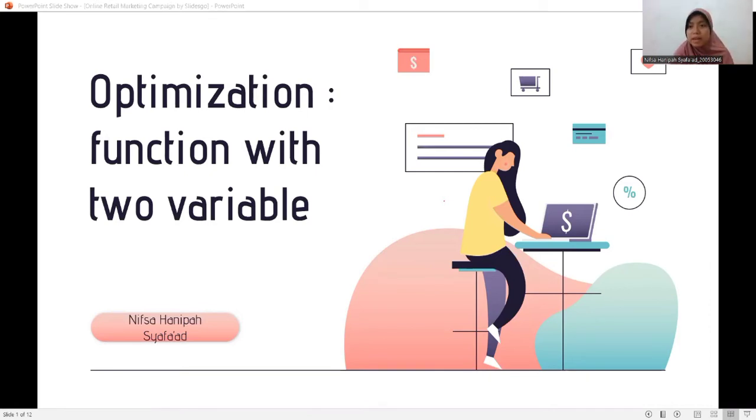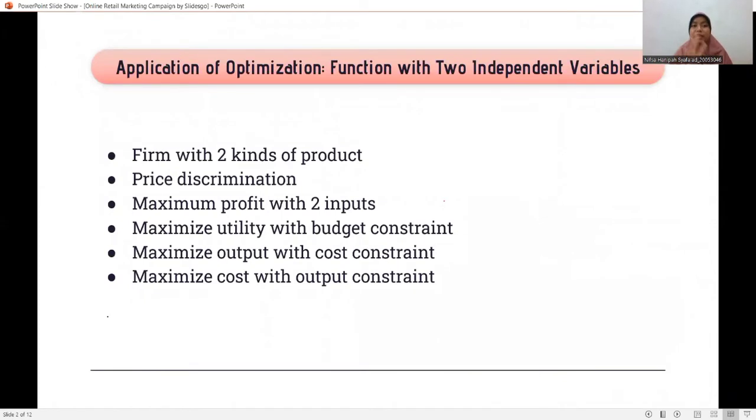Let me introduce myself. My name is Nifsa Hanifa Syafaat from the Faculty of Economics, majoring in Economic Education, International Class Program. My student number is 205304 and 6. In this opportunity, I want to present my 7th assignment, Mathematical Economics, on the material optimization of functions with 2 variables.